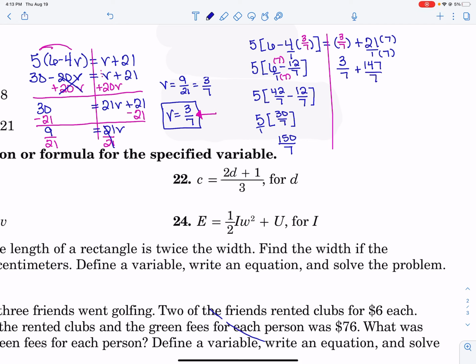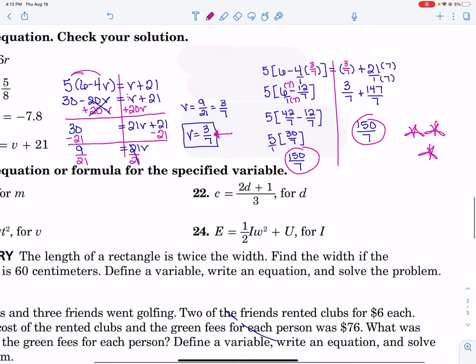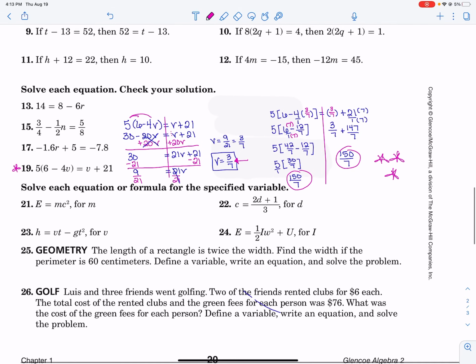Now that I've made them have a common denominator, we can add them, and that comes up to 150 over 7. These two match. That there probably deserves like a double or a triple gold star to know that we did that problem correctly. Okay, so our solution really is V equals 3 over 7.